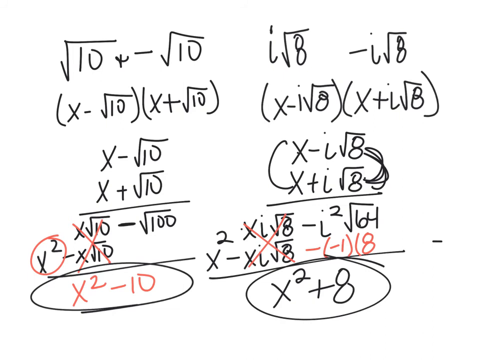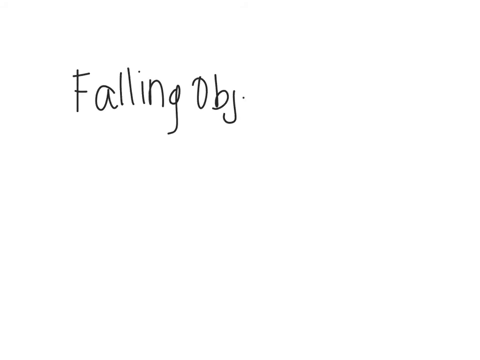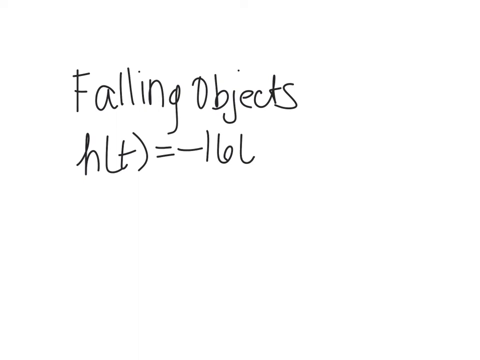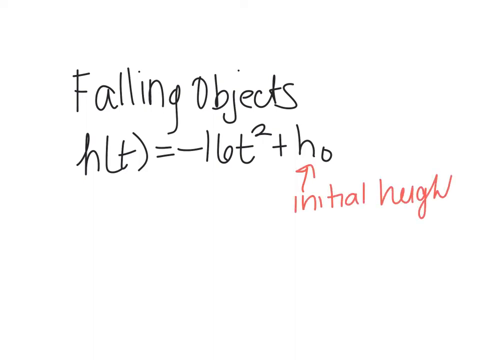And then the one other thing you'll need to know is the falling objects formula. The falling objects formula we gave you before the break, but I'm sure you forgot, is h of t equals negative 16t squared plus h sub 0. Now, h of t is the height at any moment in time. h naught is the initial height. And that's height at time t, and t is time.